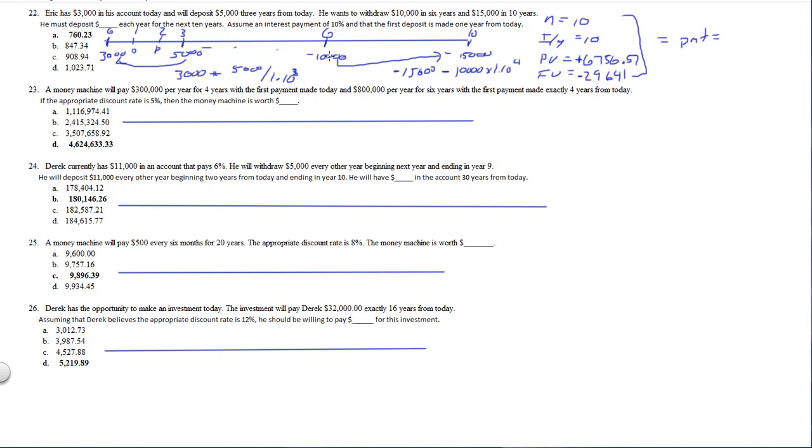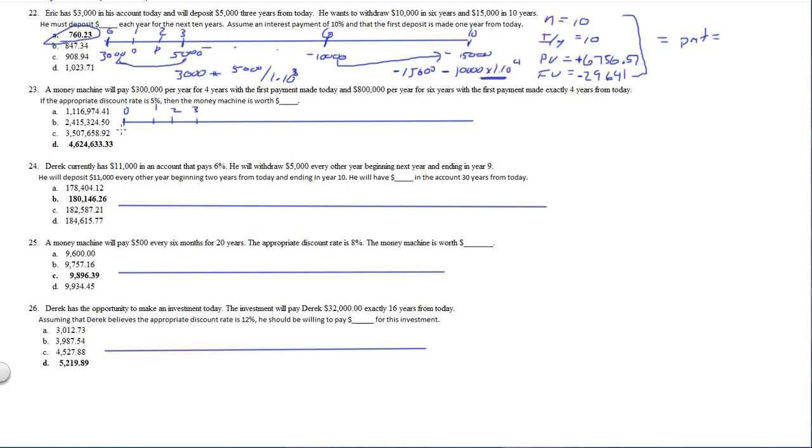So I need to move this $10,000 from year 6 to year 10. I do that by multiplying. I need to move the $5,000 back 3 years. That's the answer. There's a chapter 3 problem almost identical. This one, number 23, it's a timing issue, is a big part of it.